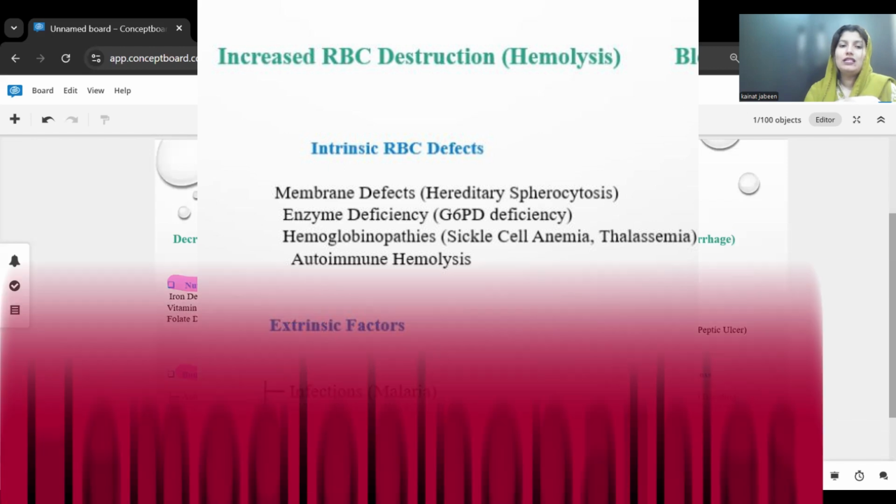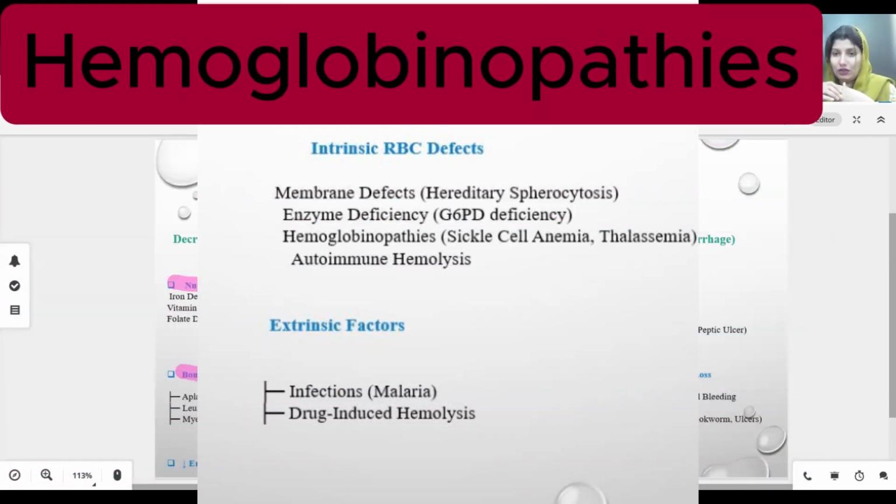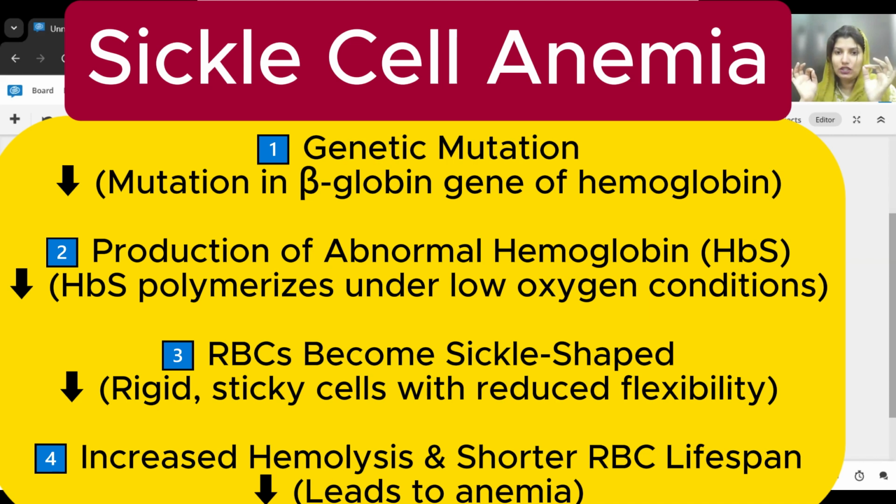The next one is hemoglobinopathy. Hemoglobinopathy can include two diseases, sickle cell anemia and thalassemia. In sickle cell anemia, the HBB gene is going to get mutated, leading to abnormal hemoglobin. And under low oxygen, this hemoglobin makes the RBCs form a sickle shape. These sickle shapes can block the blood vessels, and they can cause severe pain and organ damage.